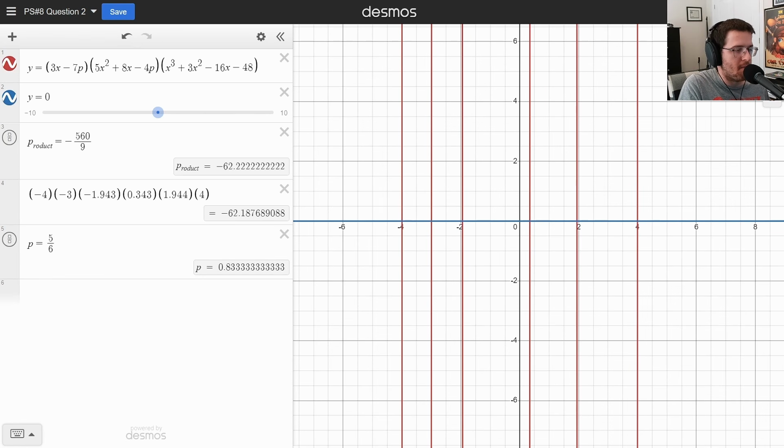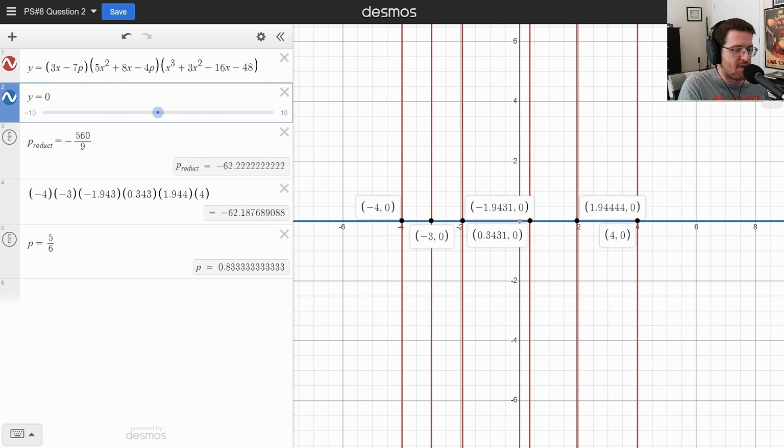Okay, so what I did was I just typed in everything. I typed in our answer, p equals 5/6. And then I went through and I found all the x-intercepts. On DSAT Desmos, I think it just goes to the thousands place, so just pretend those numbers are to the third decimal place, just so I don't have to retype it. And you see if I multiply them all together, I get negative 62.1876, and that's very close to negative 62.222. The only reason it's off is because DSAT Desmos rounds to 3 decimal places, so it's just a little bit of round off error, so that's a really good sign that we did it right.